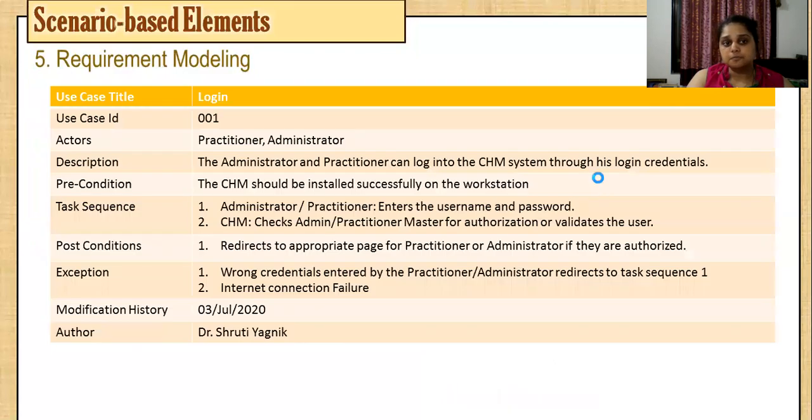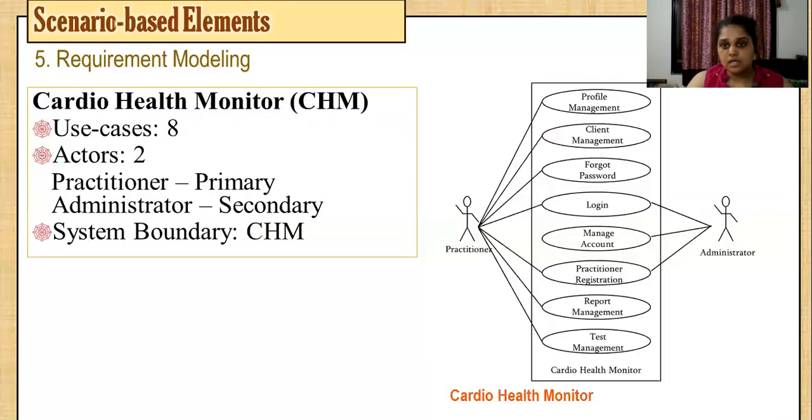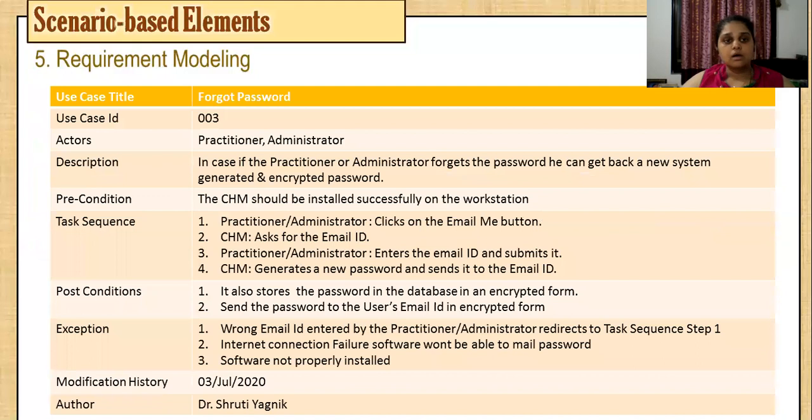Forgot password is here. I've just forgotten to add an arrow here from administrator to forgot password. It should be there. Okay, so it's a mistake in my diagram. Kindly note it. Okay, forgot password. The use case ID is 003. You can give any ID. Actors are practitioner and administrator.